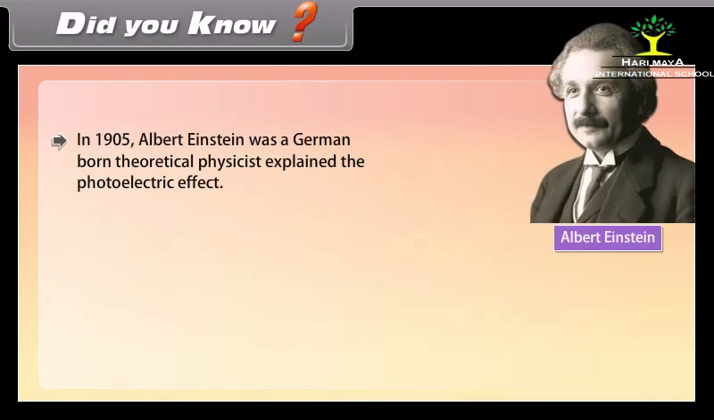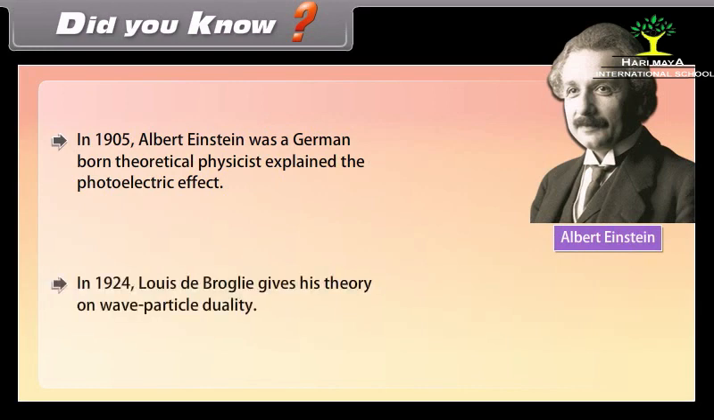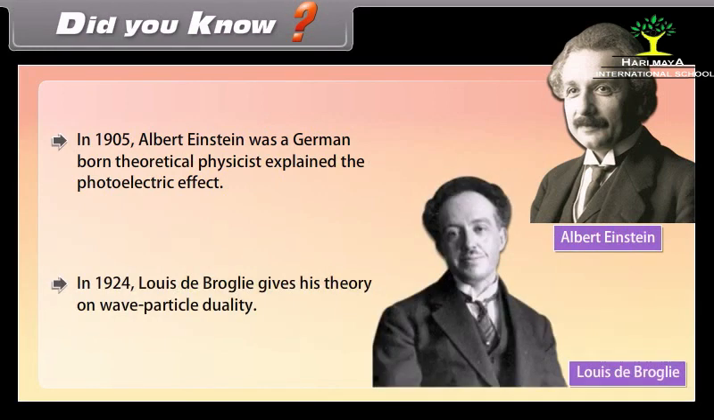Did you know? Albert Einstein was a German-born theoretical physicist who explained the photoelectric effect in 1905. In 1924, Louis de Broglie gave his theory on wave-particle duality.